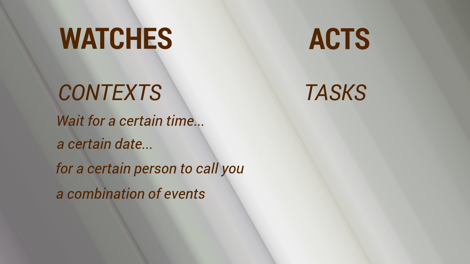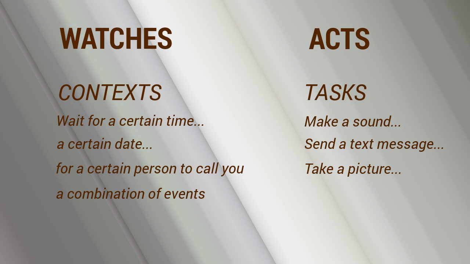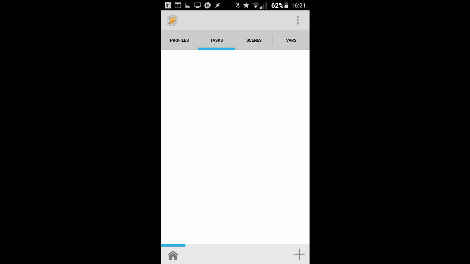A task is a list of things to do, a kind of to-do list made up of what we call actions. Those actions are things like making a sound, sending a text message, taking a picture, all kinds of things. Most of the things you can do manually with your phone, Tasker can do automatically as actions. So let's go ahead and get started with this by trying a simple task here.